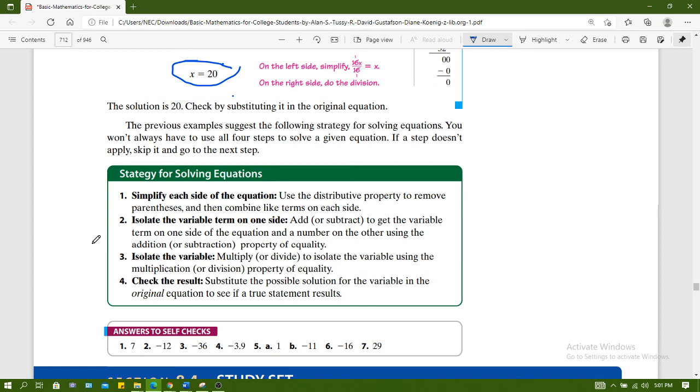Number 3, isolate the variable. So continue, multiply or divide to isolate the variable using multiplication or division property of equality. And the last thing is you need to check the result.